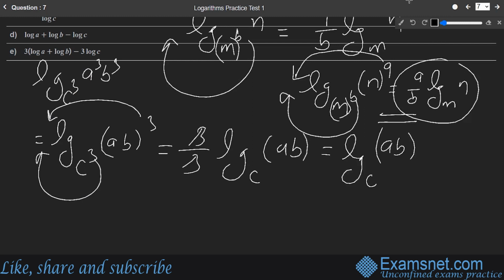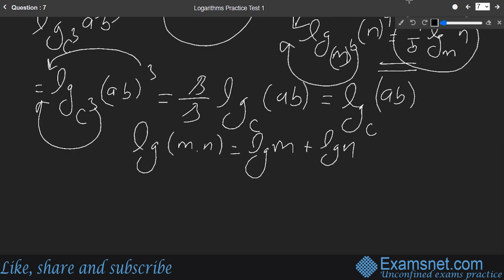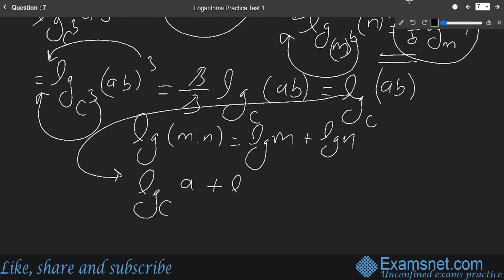Now we can use one more property, that log of mn is equal to log m plus log n. If we use this property, we're going to get the solution. So this expression can now be written as log base c of a plus log base c of b.